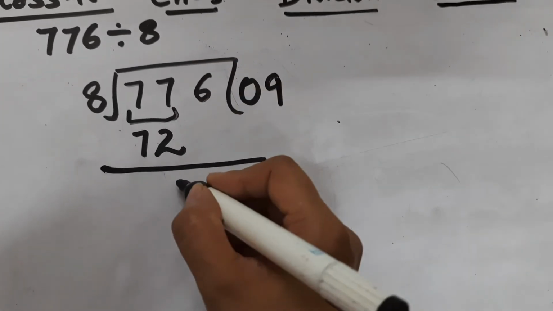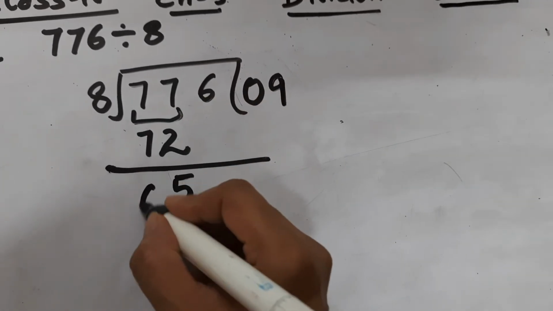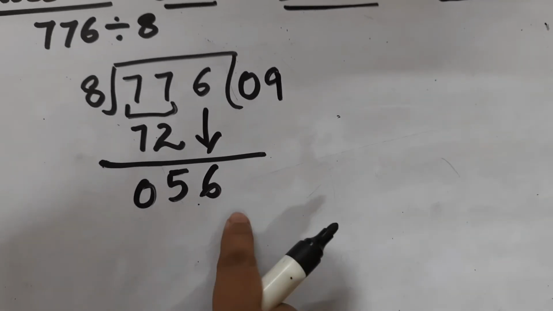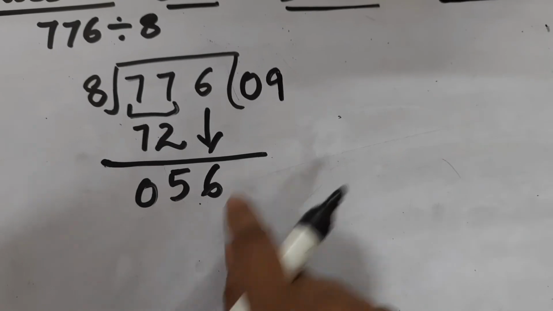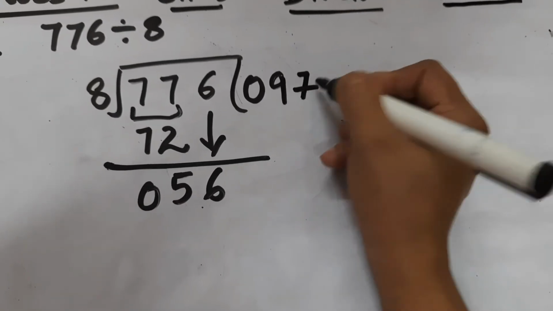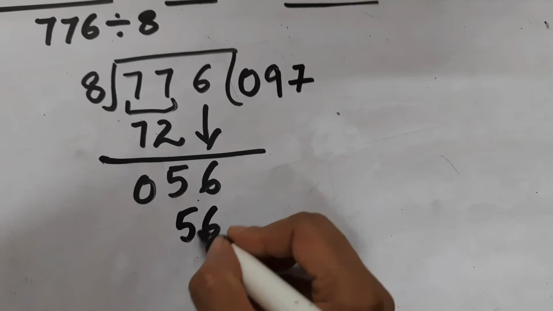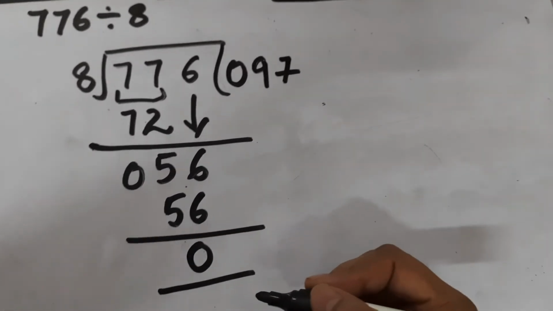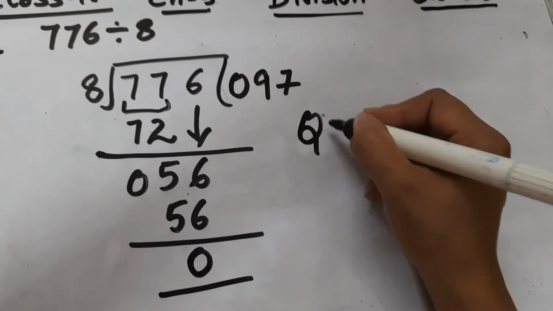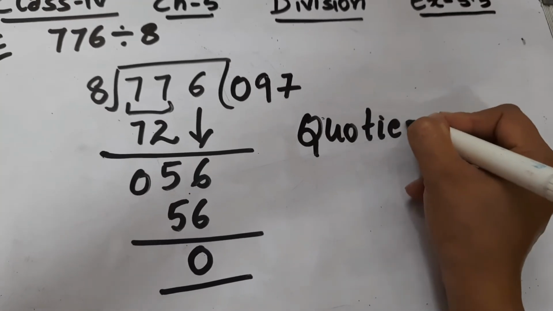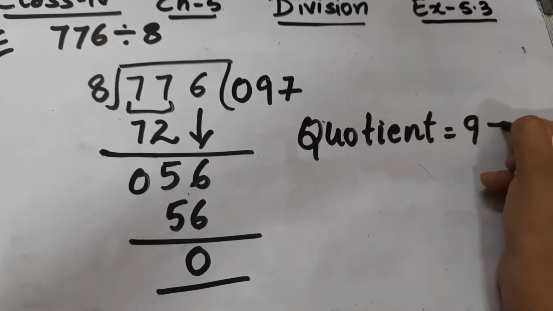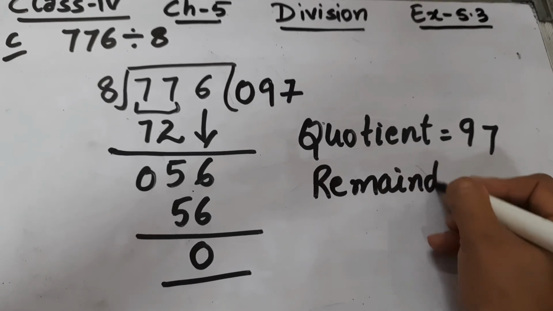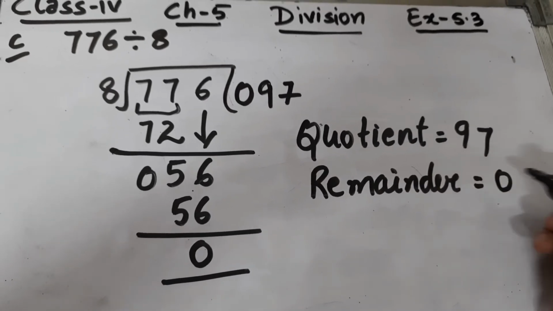Now 7 minus 2 is 5. 7 minus 7 is 0. Bring this 6 down. Now is 56 divisible by 8? Yes, 8 sevens are 56. Now subtract it. 6 minus 6 is 0. 5 minus 5 is 0. So your remainder will be 0. So what is your quotient? Your quotient is 97 and remainder is 0. Okay, your quotient is 97 and remainder is 0.